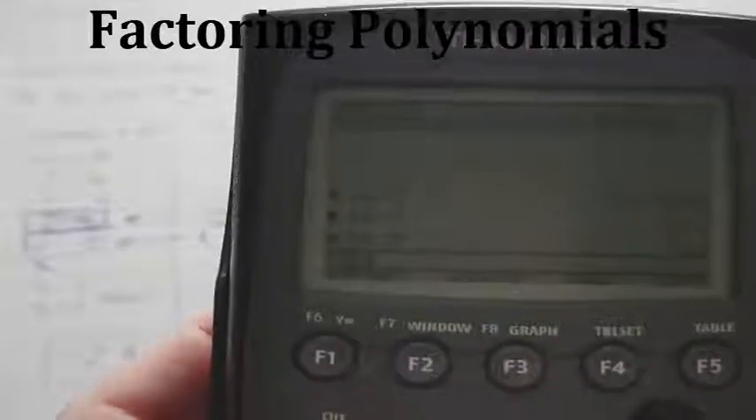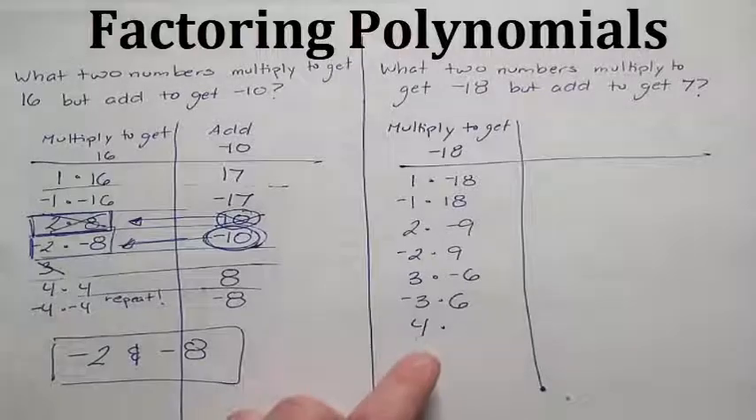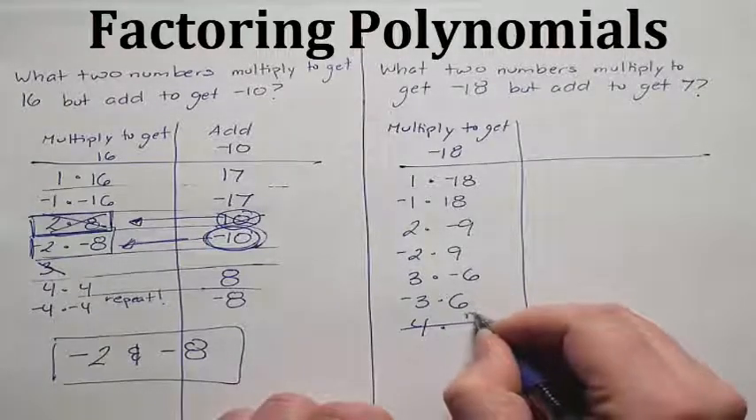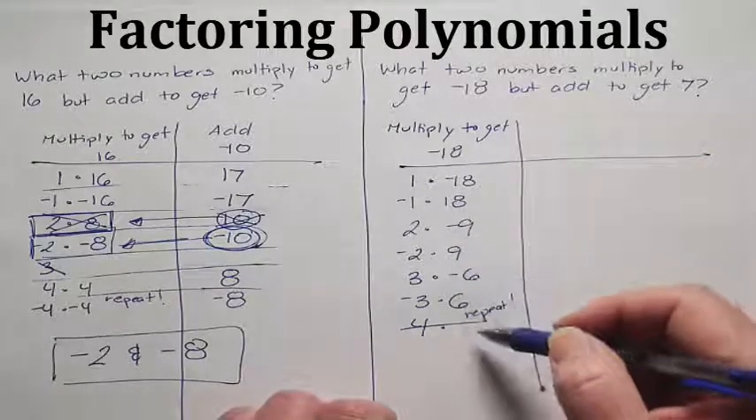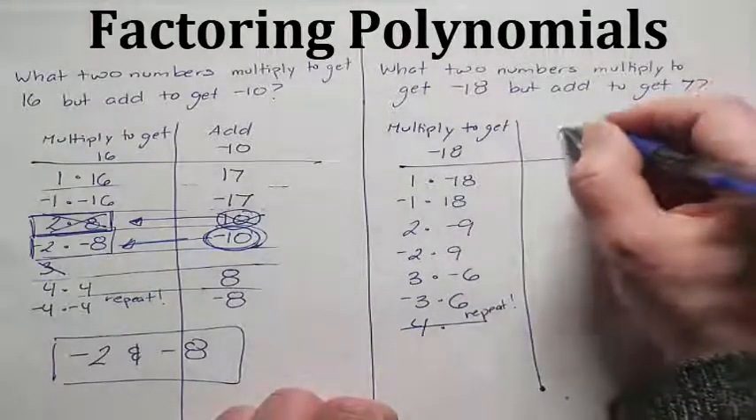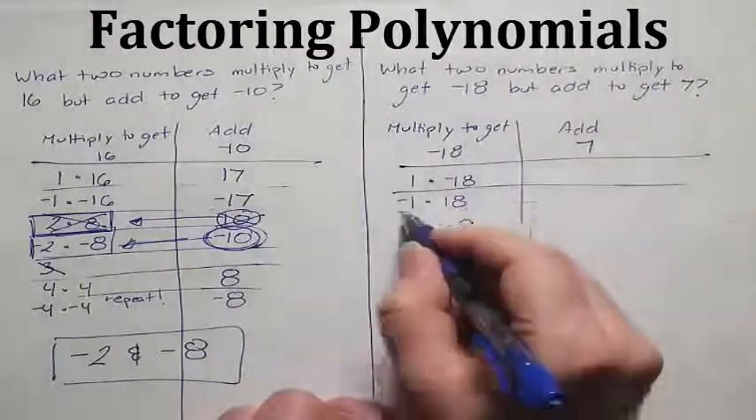All right, 18 divided by 6. 6 worked. All right, so we need to put 6 down. But I know 6 is already on there, so I'm actually starting to repeat now. So that is the end of my list. Now, if these are all the ways to multiply together to get a negative 18, we need to see which of them would add together to give me my 7.